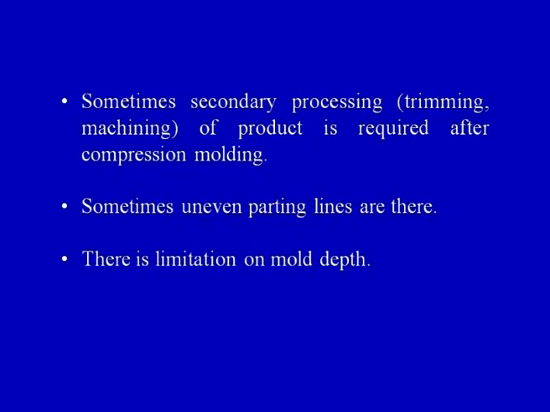So, final secondary processing in terms of trimming is required before the product is put into the market for sales or before the use of the product by the customer. So, secondary processing is required. Sometimes uneven parting lines are there, which is also one of the disadvantages. Uneven parting lines may take place because of many reasons.